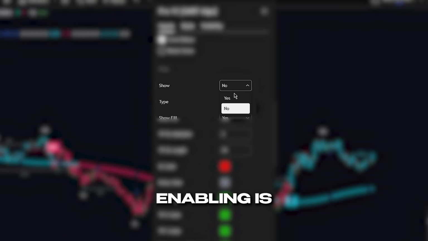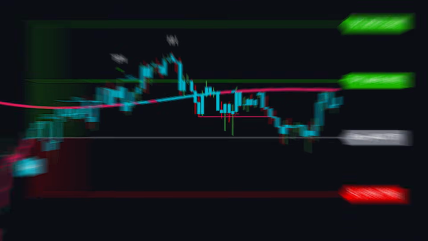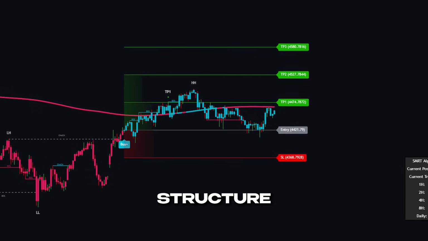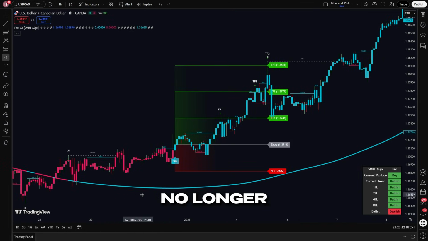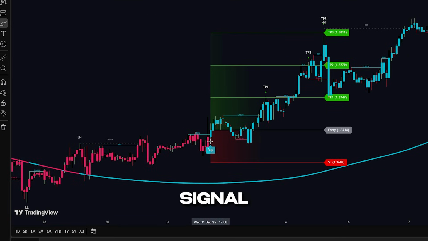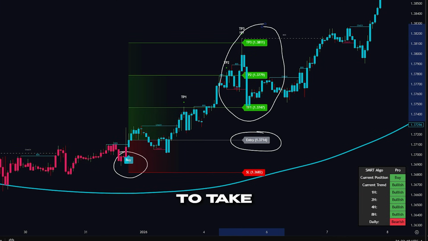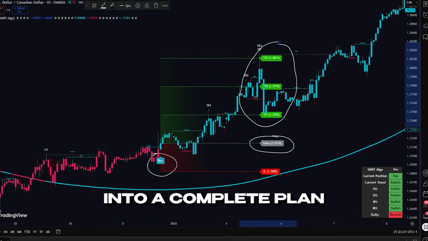Another feature worth enabling is the automatic take profit system. When turned on, Pro V3 plots logical target levels based on market structure and volatility. This means you're no longer guessing where to exit. So now when a buy signal appears with trend and structure confirmation, you already know where to enter, where to take profits. This turns every trade into a complete plan.